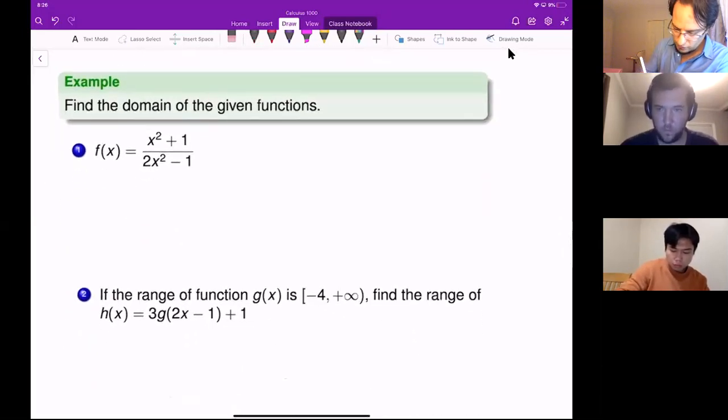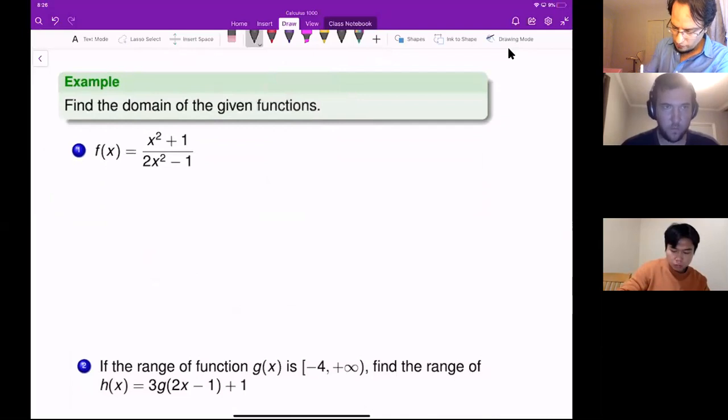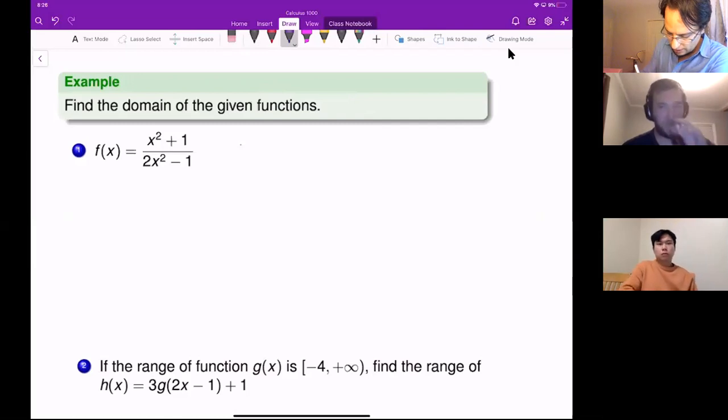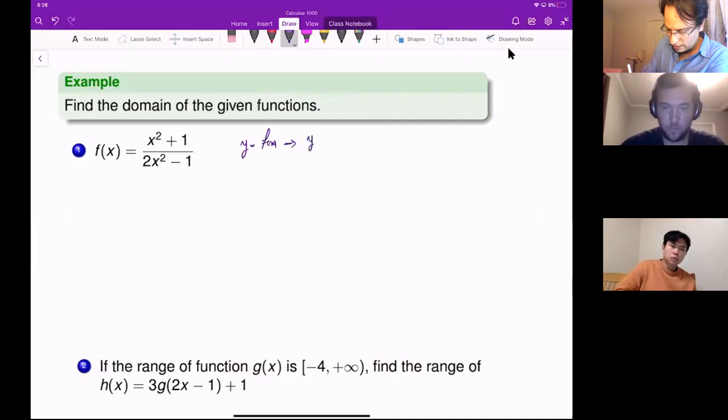So let's go for this. For example, this one, we have the function f of x equal to this. So I'll start with f of x. So I will have y equals x squared plus 1 over 2x squared minus 1. And from there, I'm trying to solve it for x. So I multiply this one there and x squared plus 1. So this way I have 2yx squared minus y equals x squared plus 1.